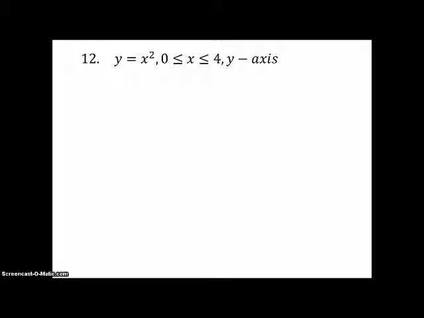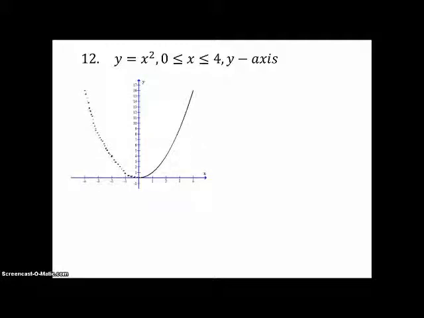So now we're going to look at an example from your text, Edwards and Penney. y equals x squared for x between 0 and 4, and we're going to rotate around the y-axis. So there's our curve, there's our faux curve on the other side of the y-axis, and there's a typical circle. Notice that the radius is x.